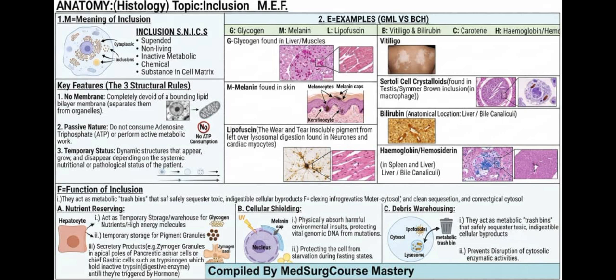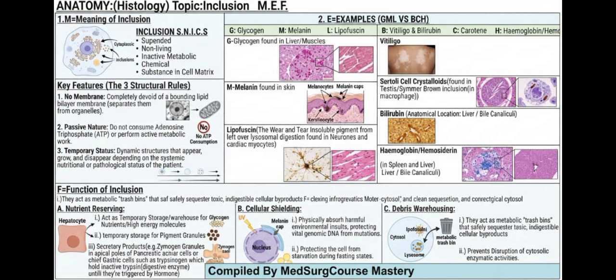The next thing is examples. We use the acronym GML versus BCH. Now, what's G? It stands for glycogen, found in the liver. We said glucose is stored as glycogen in the liver. Does this relate to the meaning of inclusion? Yes, because we said inclusions are suspended, non-living, inactive metabolic chemical substances in the cell matrix.